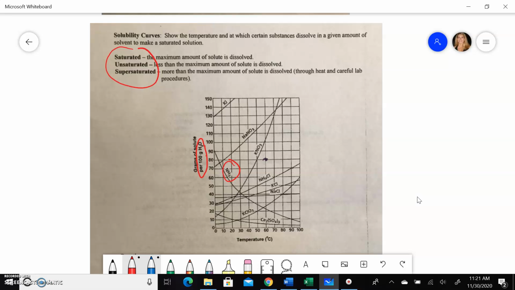So if you find a point on this graph that's on a line, so for example, if you have exactly this temperature and 90 grams, that is a saturated solution of sodium nitrate.